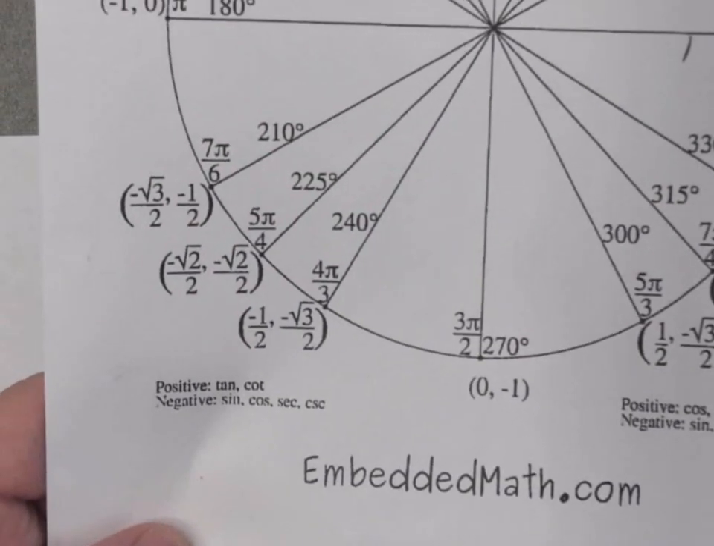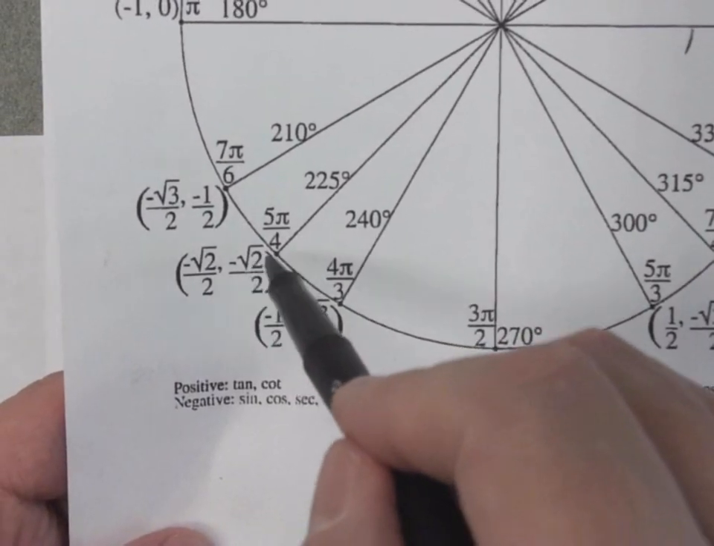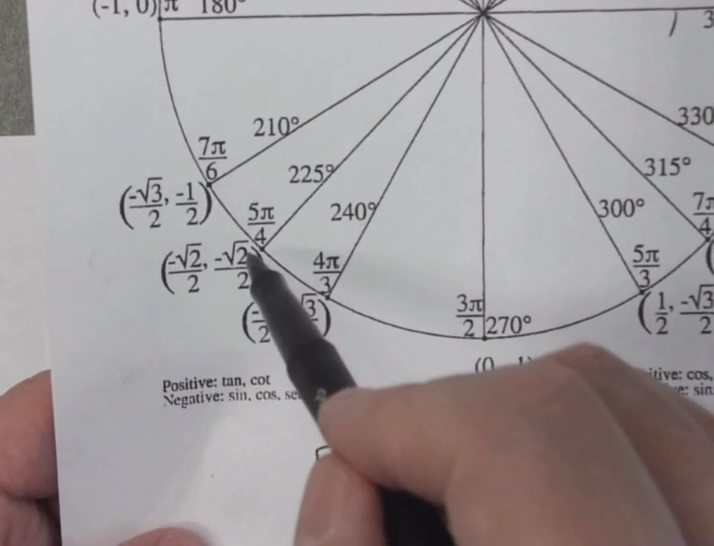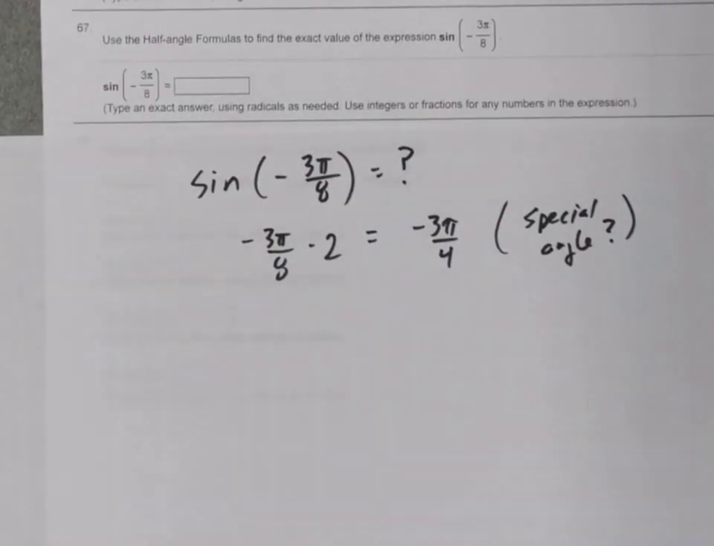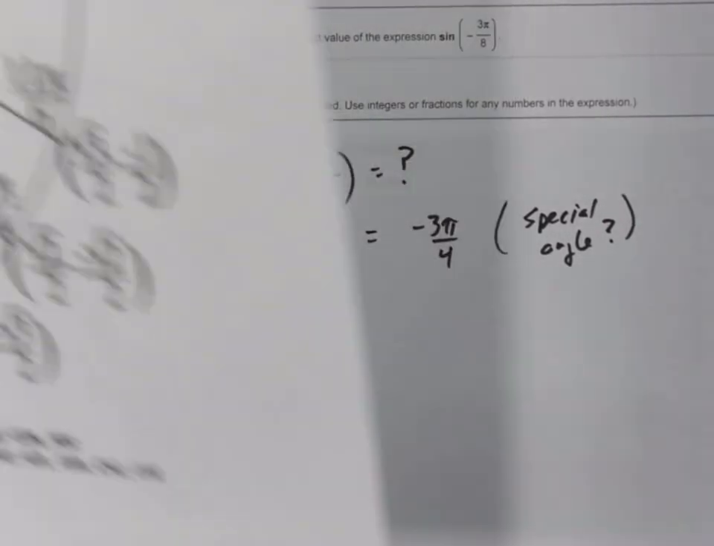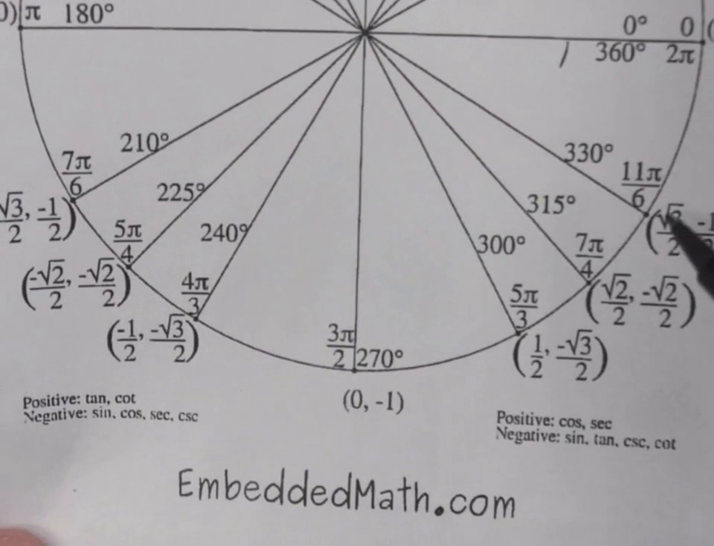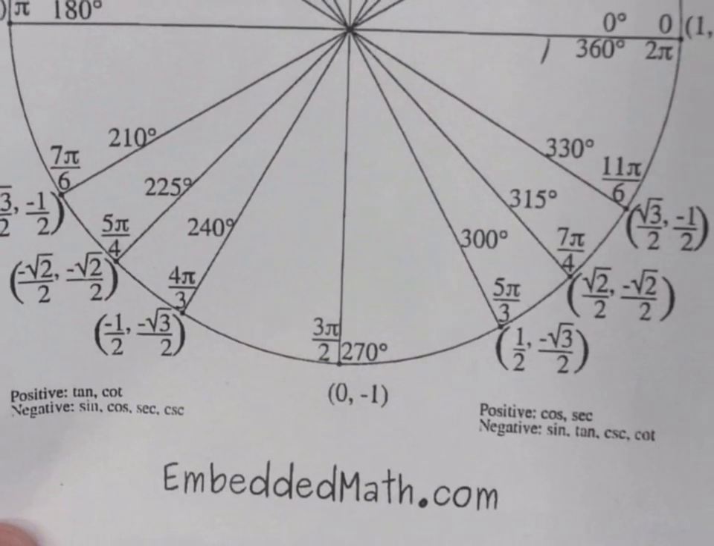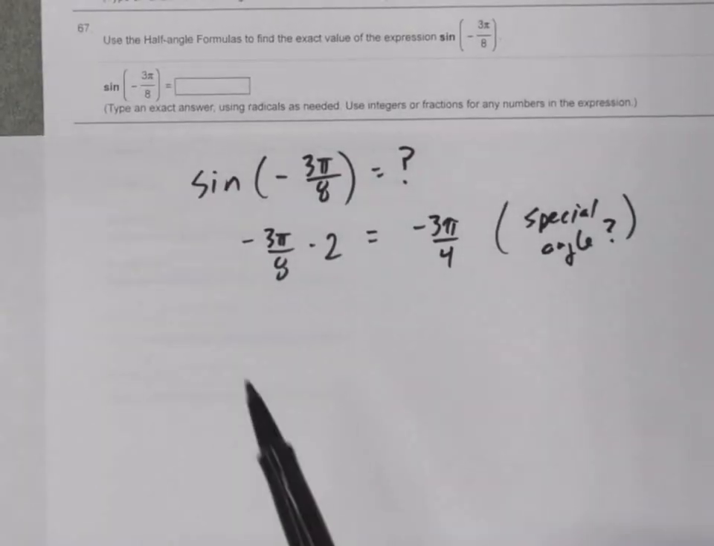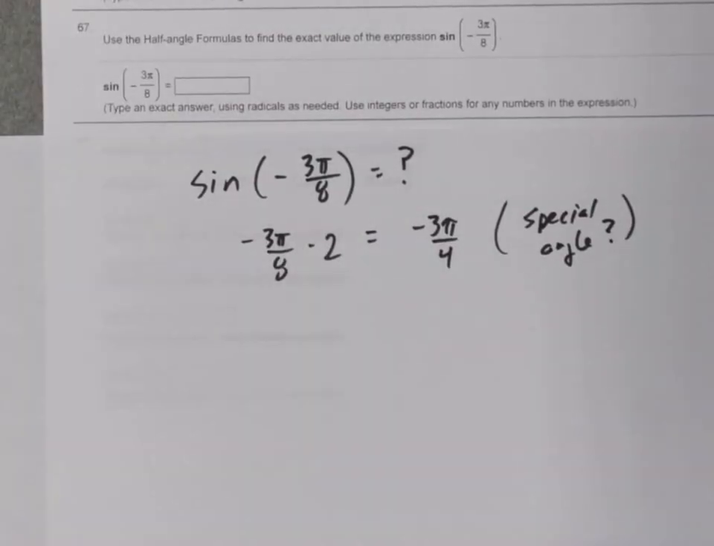Because it's negative, negative 3 pi over 4 is right over here. So eventually we'll probably have to know some trig functions, but that's where negative 3 pi over 4 is. And just so you know, this initial angle, negative 3 pi over 8, is actually going to be in this fourth quadrant, and the sine of that is going to be a negative value. So when I use the formulas, it's going to be a negative answer.